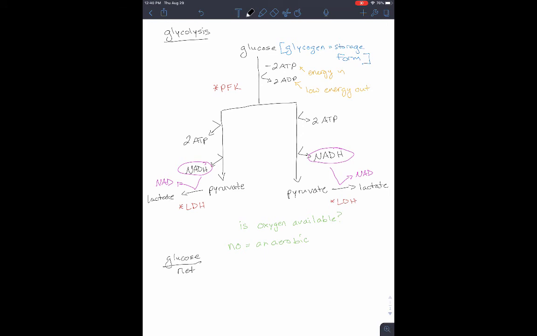So our net ATP production whenever we metabolize a glucose molecule, if you look, we've got to put 2 ATP in, we get 4 ATP out. And so our net ATP that we're going to get in this specific reaction is going to be 2 ATP molecules.